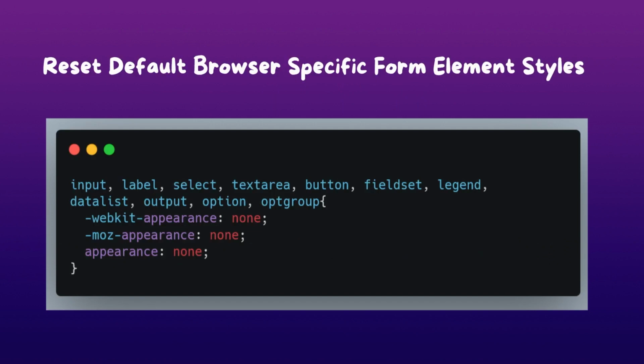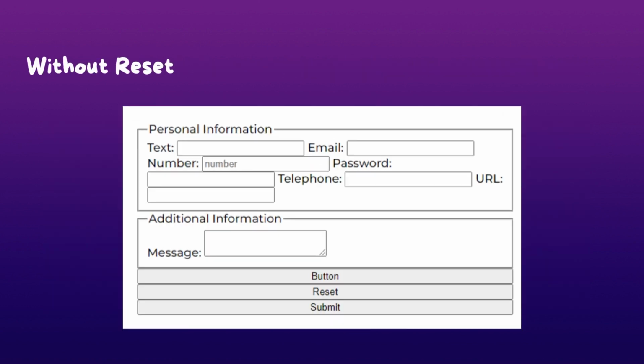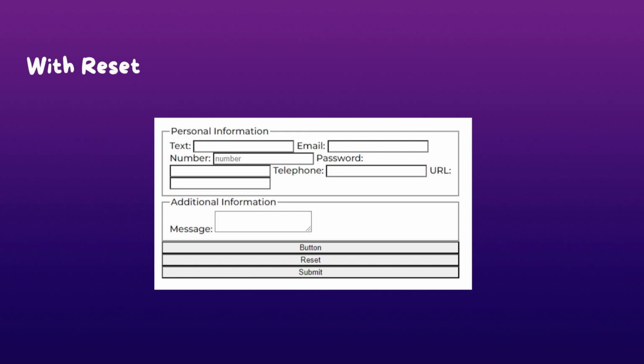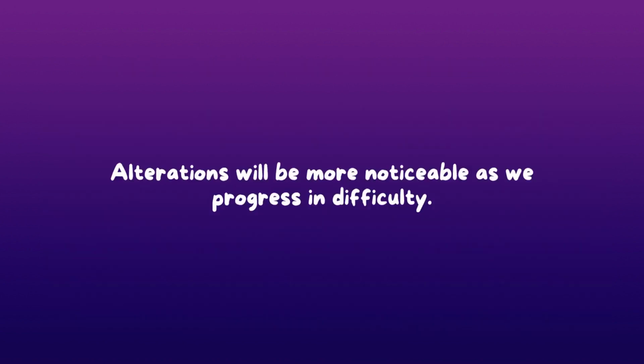You just say appearance: none. Be sure to add WebKit and Mozilla if you need to do browser specific styling and put them before the general appearance: none. This is without reset and with the reset, without the reset and with the reset. Very subtle differences, but differences indeed. And to take it to the next level, you can go ahead and change the background color, the border, padding, margin, and box sizing to really give it that fresh blank slate.